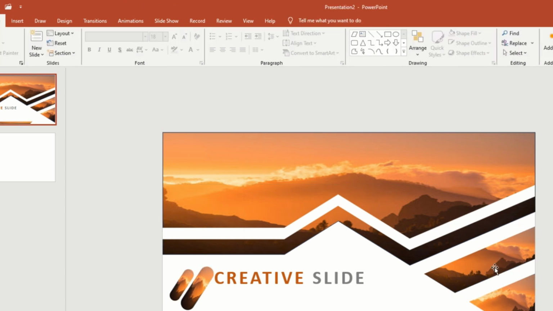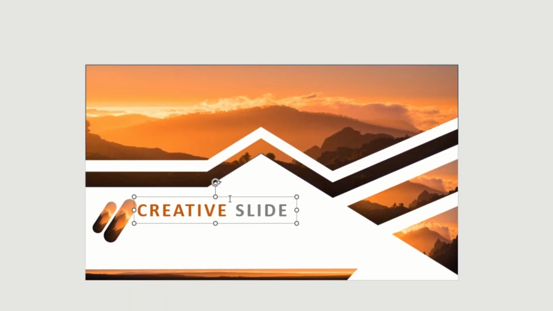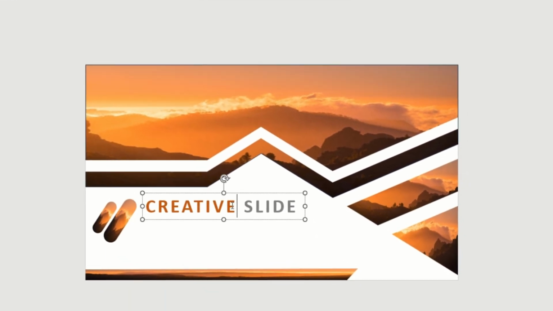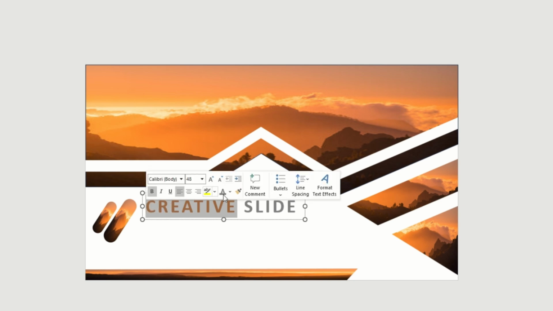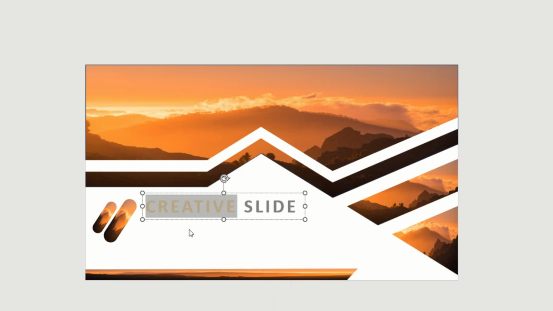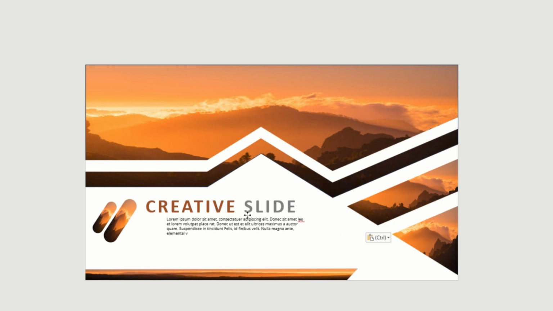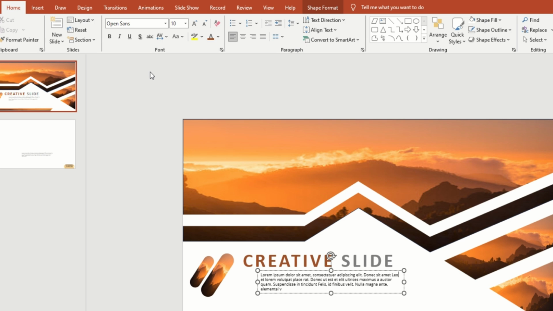Select all of the shapes and remove their outline. Select the text and move it upwards and change the color. There you go. I'm going to change it again to brown color. There you go. Now add the text onto the first slide. This is going to be the body of the slide.